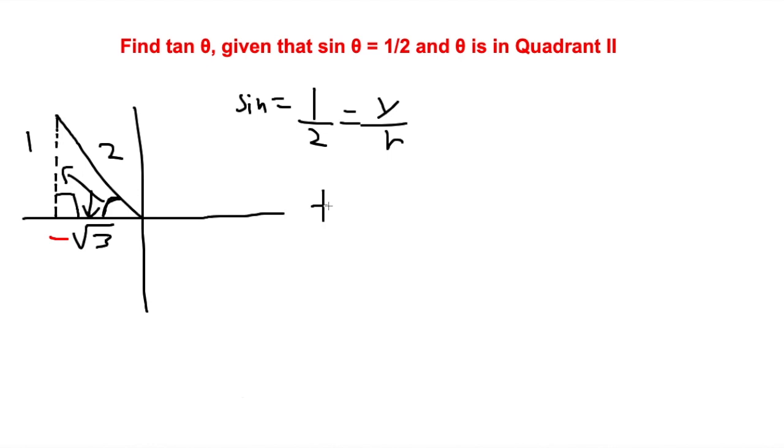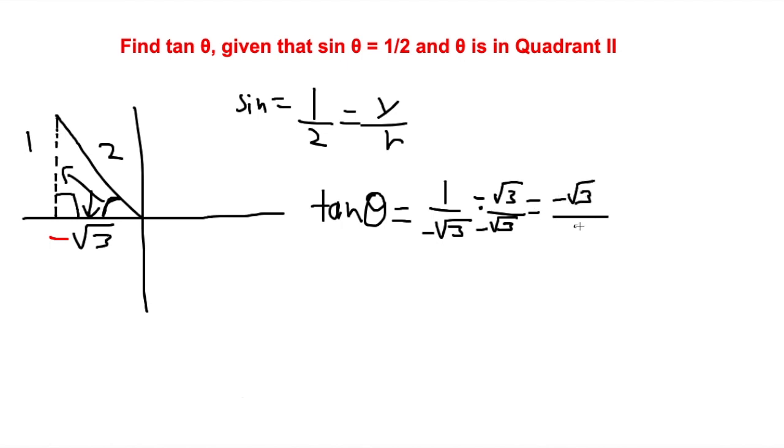So again, tan of theta in this case is just opposite over adjacent. So this would be 1 over negative square root of 3. Let's rationalize the denominator by multiplying both top and bottom by square root of 3. For this, we get negative square root of 3 on top, and on the bottom, we get just 3. So tan of theta is negative square root of 3 over 3.